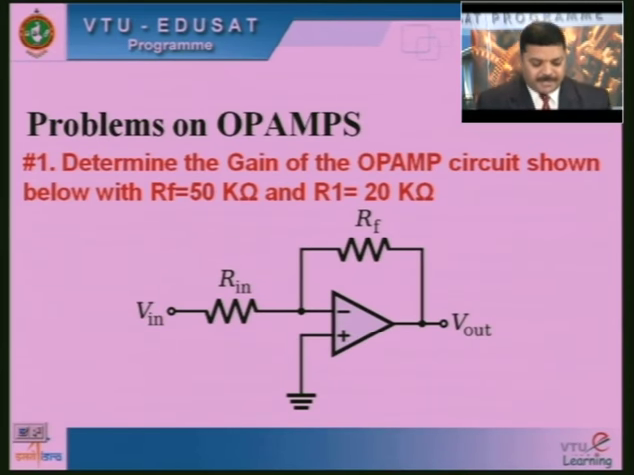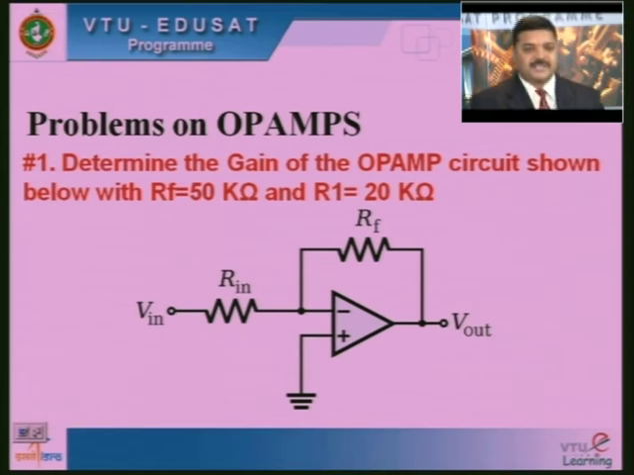Let me read out this problem. Determine the gain of the op-amp circuit shown below with RF equal to 50 kilo ohms and R1 equal to 20 kilo ohms. In the circuit shown here, we are applying an input signal to the inverting input terminal of the op-amp through Rin. Therefore, it is called an inverting amplifier circuit.